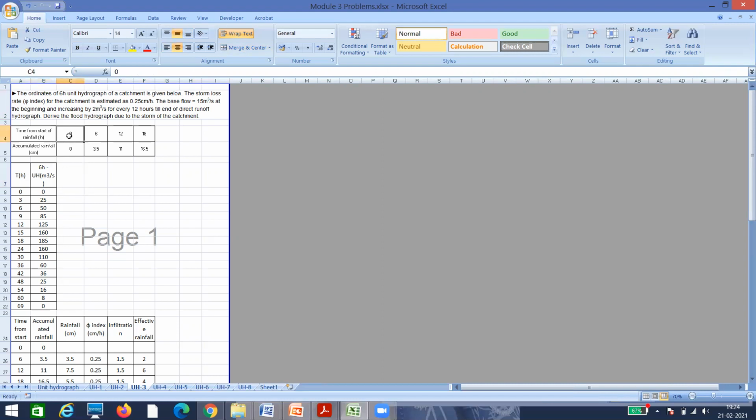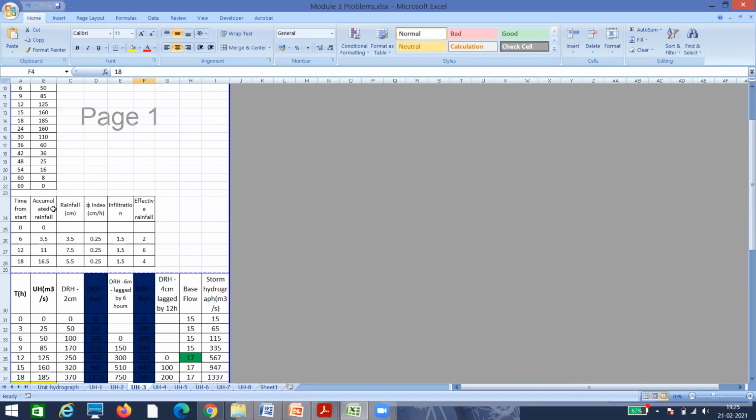Now again, remember, here the 6-hour unit hydrograph, the time interval is also 6. This is important. Now, accumulated rainfall is given. From the accumulated rainfall, I'll be calculating the rainfall for that duration. From 0 to 6, it is 3.5 itself. From 6 to 12, the accumulated was 11. I want only for that time, so 11 minus 3.5, 7.5. And again, 12 to 18, the accumulated from the beginning was 16.5. So I want only for that time, that is 16.5 minus 11.